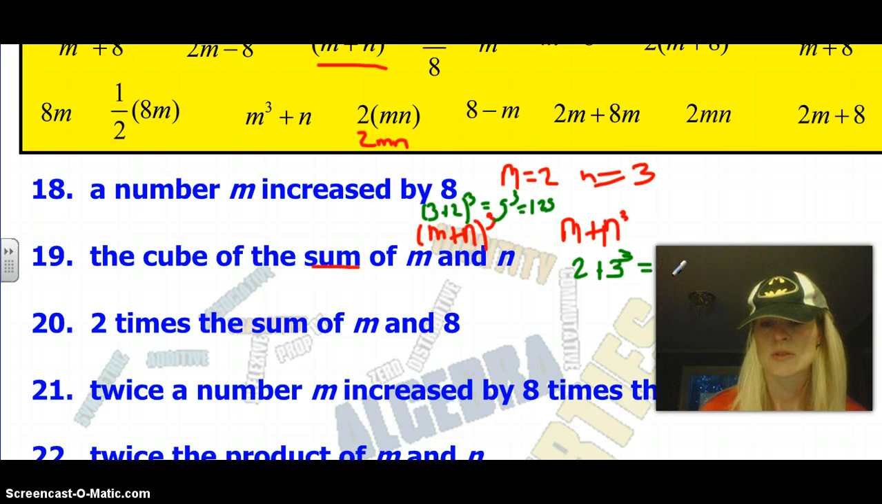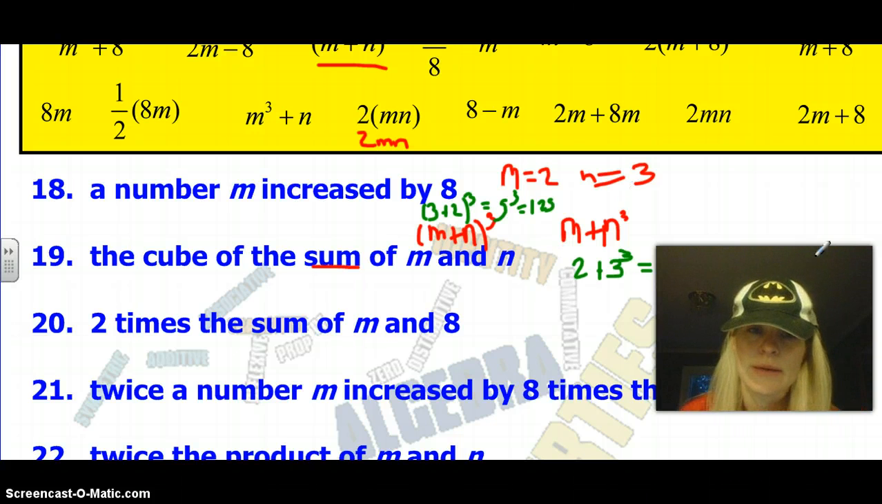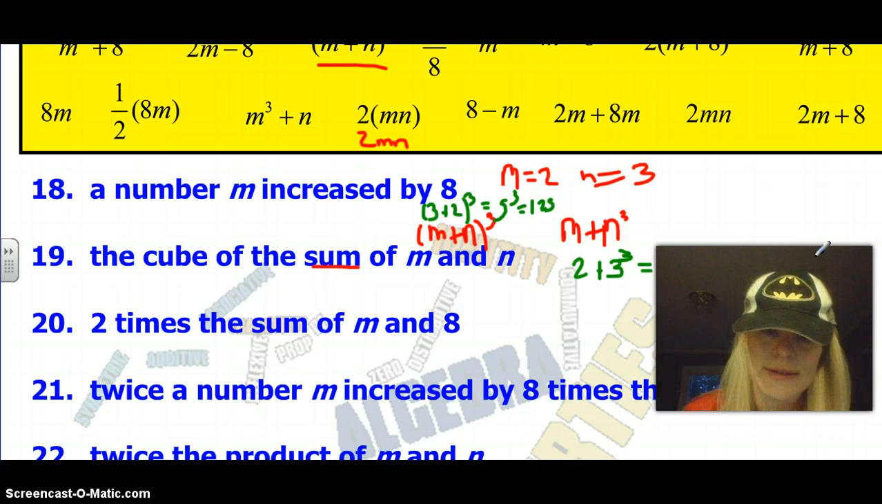So this becomes 2 plus 3 to the third power, which is 3 times 3 times 3. So 3 times 3 is 9. 9 times 3 is 27. So 3 to the third power is 27. And then we get an answer of 29. So you can see if we write it this way, we get an answer of 125. If we write it this way, we get an answer of 29. So clearly, it makes a difference which way you write it, okay?